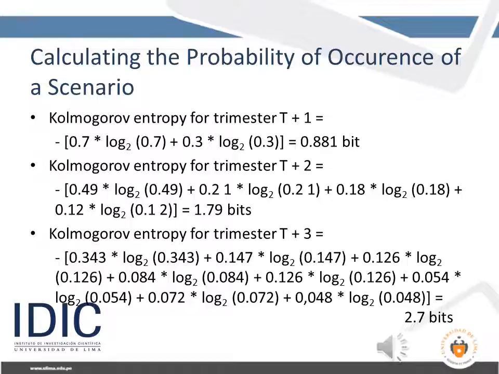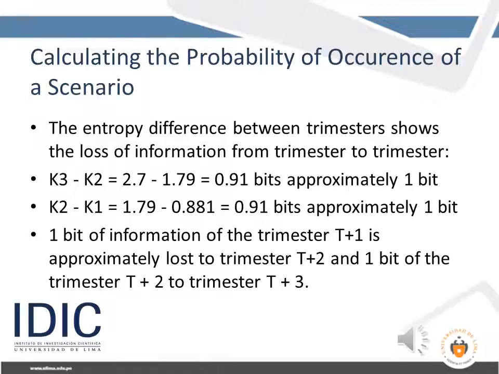Then we calculate the Kolmogorov entropy for each trimester using the previous formula. So the first trimester we have an entropy of 0.881 bits, the second 1.79 bits, and the third one 2.7 bits. The units are in bits, that is the basic unit of information, and that is because the logarithm is in base 2. The next step will be to find how much information we have lost from trimester to the next trimester.